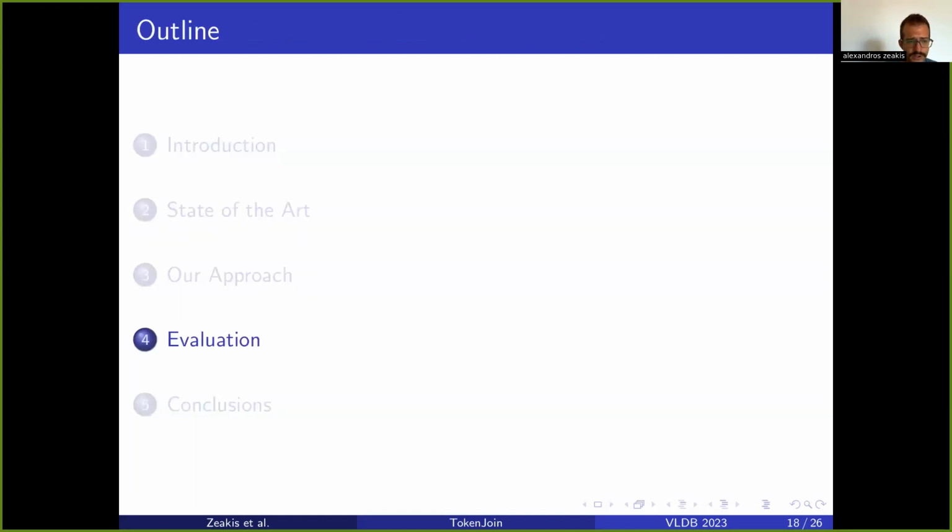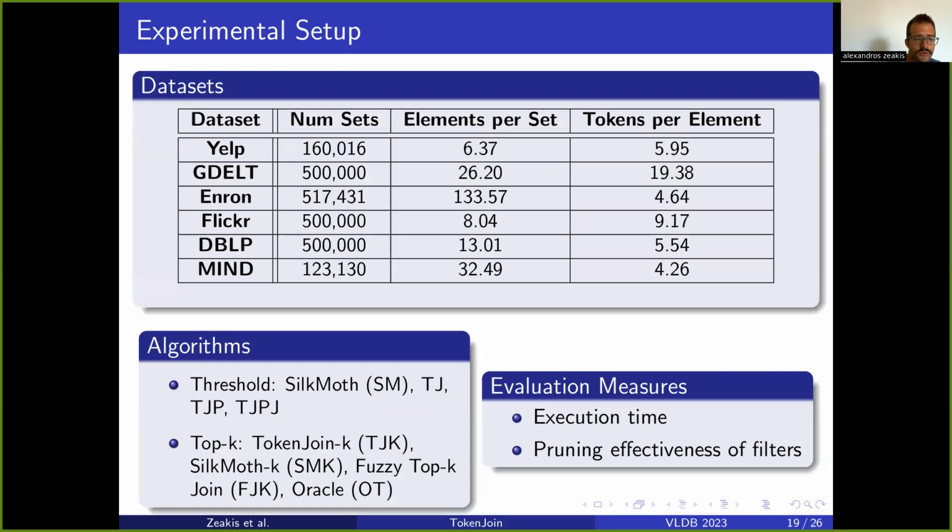Now let's move to our evaluation. In our experiments, we used 6 real-world datasets. We can categorize them in 3 categories. 2 have small sets, 3 have medium sets, and 1, N1, has large sets.